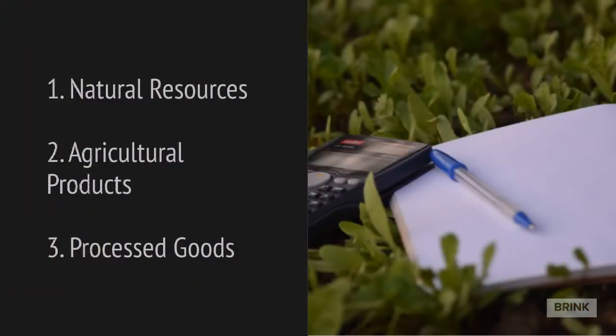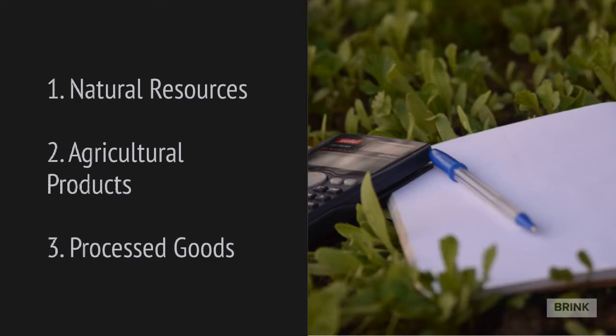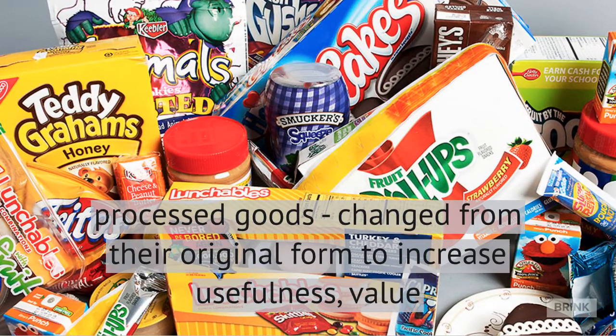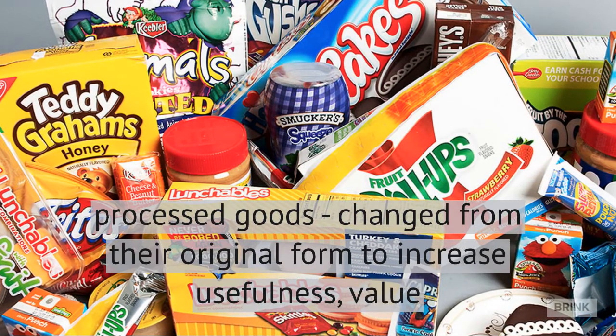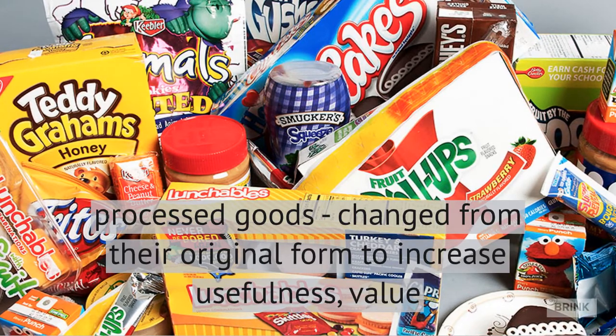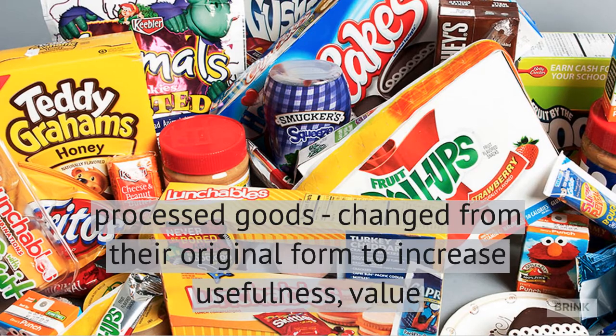Products can be broken into three different categories: natural resources, or raw materials that are supplied by the earth; agricultural products, like crops and livestock; and processed goods, which are typically man-made. Processed goods are typically created in a laboratory, in a workshop, or on the floor of a manufacturing facility. They're changed from their original form to increase their usefulness and their value.